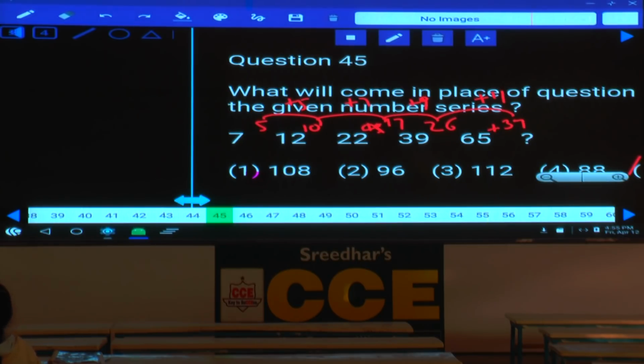Done with this? Now this is about paper number 644, question numbers 41 to 45 and 66 to 100. Done with this?